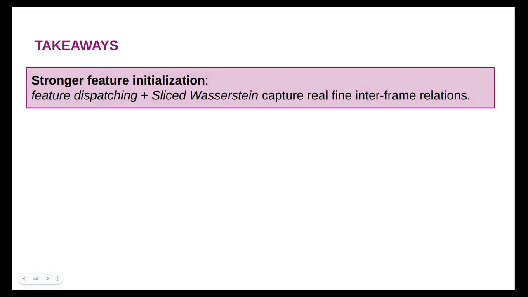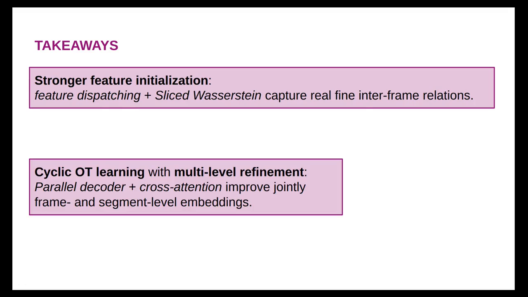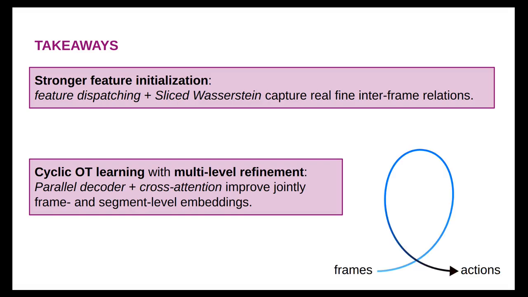To summarize, first, our feature dispatching and sliced Wasserstein initialization help capture fine, underlying frame relations. Second, cyclic OT learning with multi-level refinement, using a parallel decoder and cross-attention, improves both frame and segment embeddings jointly. In short, we close the loop between representation learning and clustering.